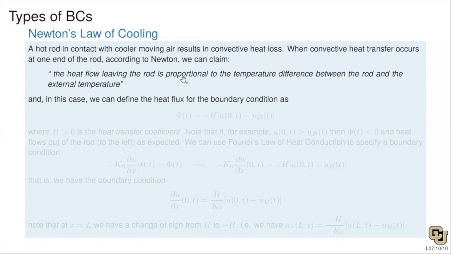So here we can define the heat flux in this sense. Remember, read the equal sign as is proportional to. You multiply by a constant, proportional to the temperature difference of the rod at the left end and the environment, whatever the rod is connected to. Either it could be a bath or it could just be open air. So that's literally saying the flux is proportional to the temperature difference.